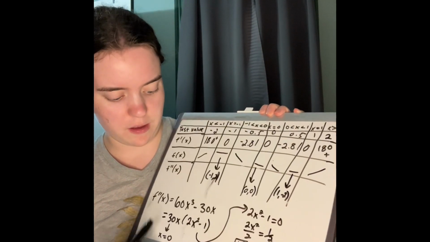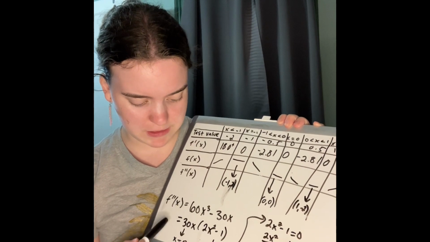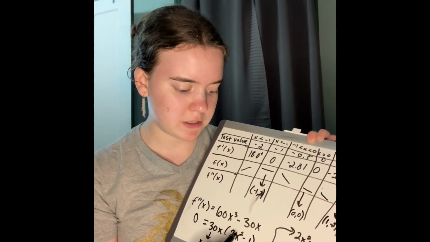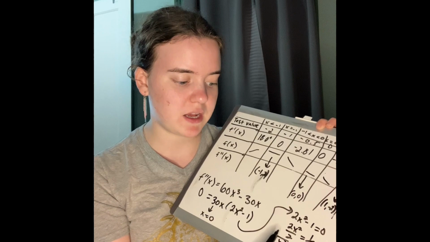To find the other inflection points, or we could even find the 0, 1 using this, we're going to break this down and set this equal to 0, which I didn't even write in, which is embarrassing. So then the 30x is going to be the 0, and then 2x squared minus 1, we break that down.